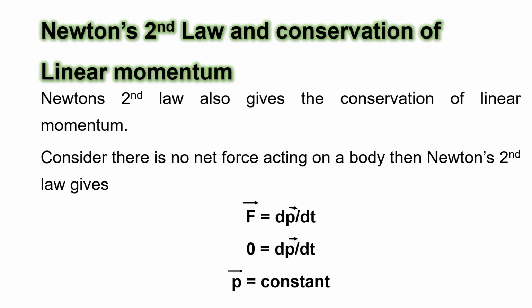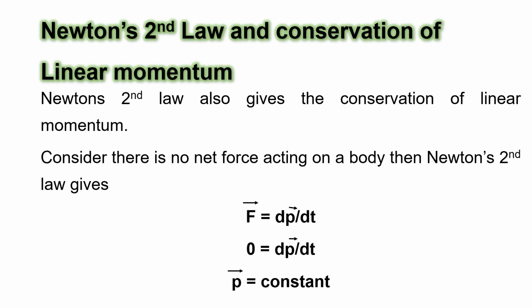Now we have to study Newton's second law and how Newton's second law conserves the linear momentum. First, Newton's second law also gives the rate of change of the linear momentum. Consider there is no net force acting on a body. Then Newton's second law gives F is equal to dp over dt. We have studied in the previous slide that F is equal to dp over dt. If we say that there is no force acting on the body, then here F is equal to 0.